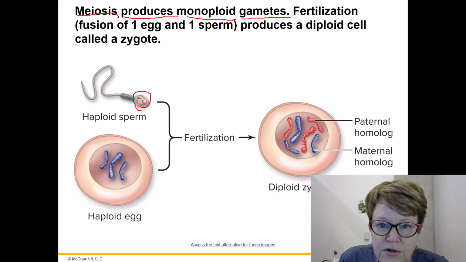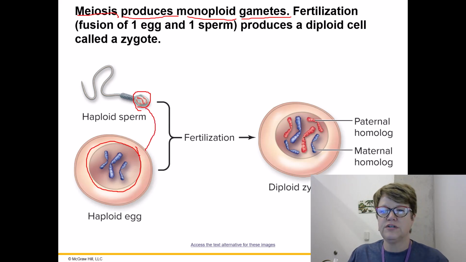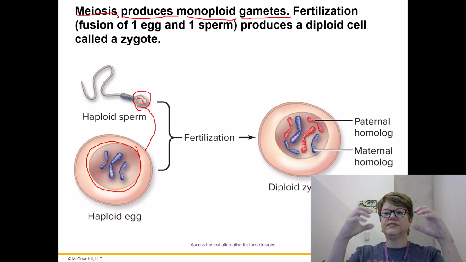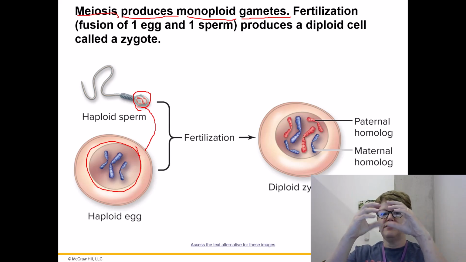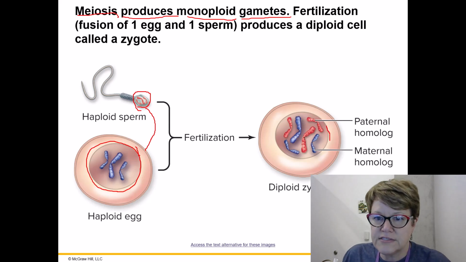But there's 3 chromosomes in the sperm. Let's say 1 large, 1 medium, 1 small. There's 3 chromosomes in the egg, 1 large, 1 medium, 1 small. And fertilization is just the fusion of these 2 cells. The cell membranes fuse together, and then the nuclear membranes fuse together. And then the new nucleus contains all of the chromosomes that were originally in the sperm nucleus, and all of the chromosomes that were originally in the egg nucleus are now coexisting in one cell.